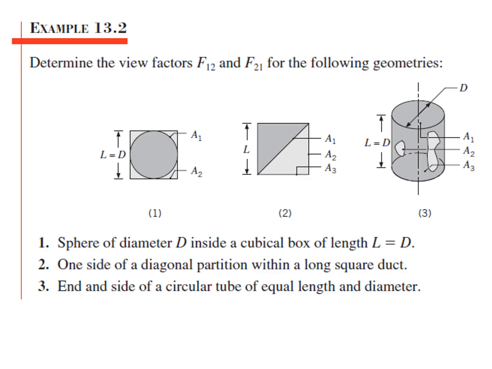The first case is a sphere of diameter d inside a cubical box of length L that is equal to d. The second one is one side of a diagonal partition with a long square duct. So this is basically looking more like this. It's a duct, whereas this one is actually contained like a box. This is more like a sphere inside that box. And then the third one is end and side of a circular tube of equal length and diameter.